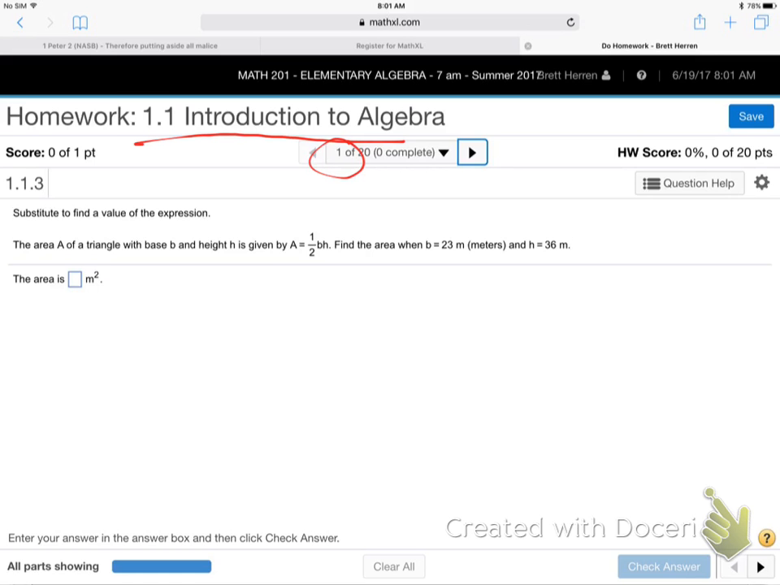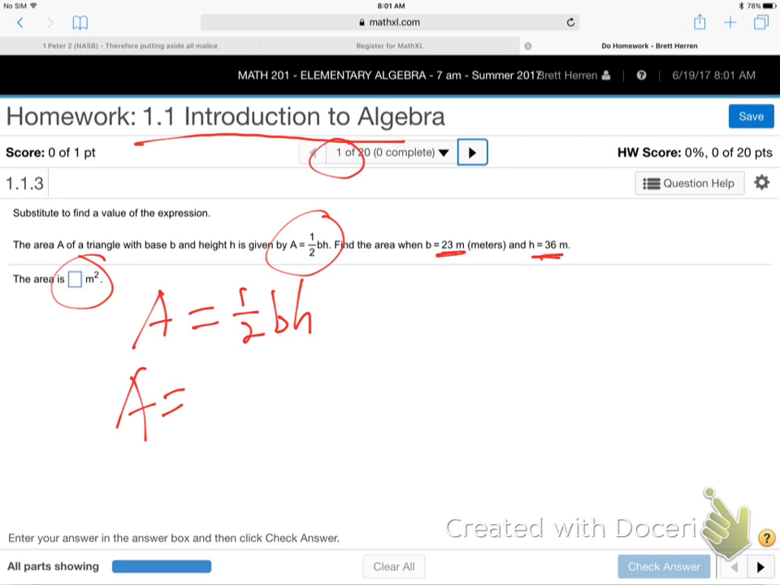Okay, so they want us to solve. They're giving us the formula right here: A is a half BH. A is a half BH. And they're telling me the base is 23. The height is 36, and down here they want the area of the triangle. So how do I take the B and the H and find the area?